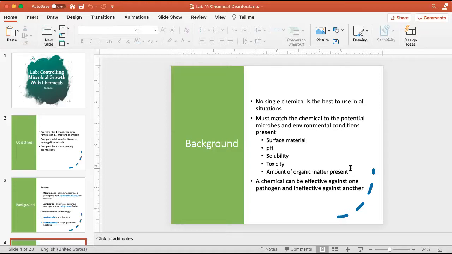Even in terms of organic matter, even the presence of soil and dirt matters with disinfectants. If you want to disinfect, let's say a floor, the first thing you need to do is clean the floor. You need to get all the dirt and grime off of the floor first and then disinfect it, because organic matter, soil, dirt, just things from the environment might interfere with that chemical. So we need to get all that stuff out of the way first and then disinfect.